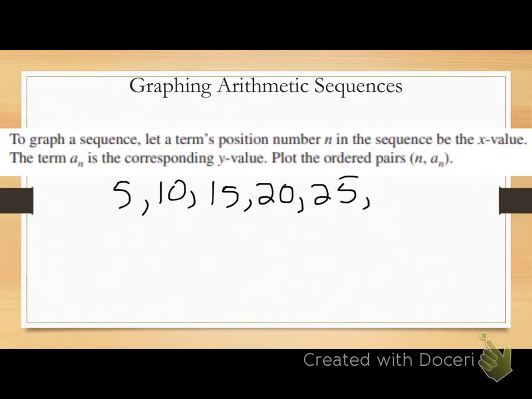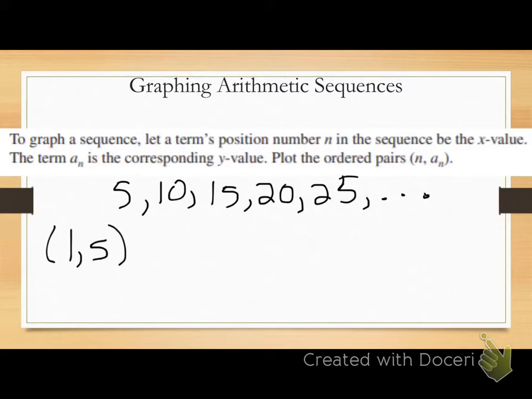So we'll use the sequence we used on the first few slides, 5, 10, 15, 20, 25. We're going to come up with the ordered pairs for this sequence. Can anyone raise your hand and give me the first ordered pair? Not 5, 1. 1, comma 5.